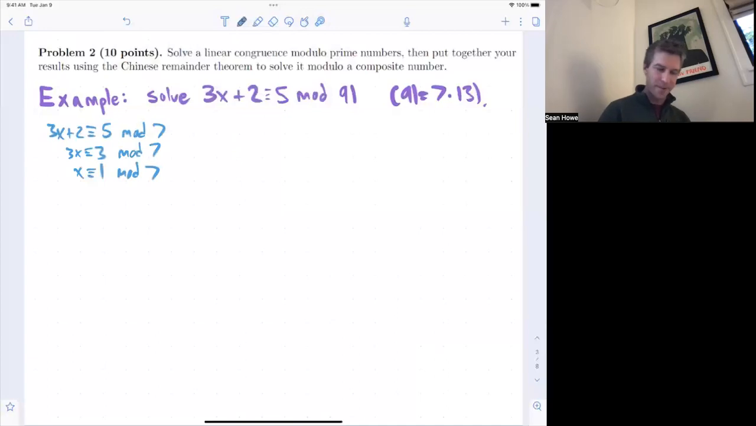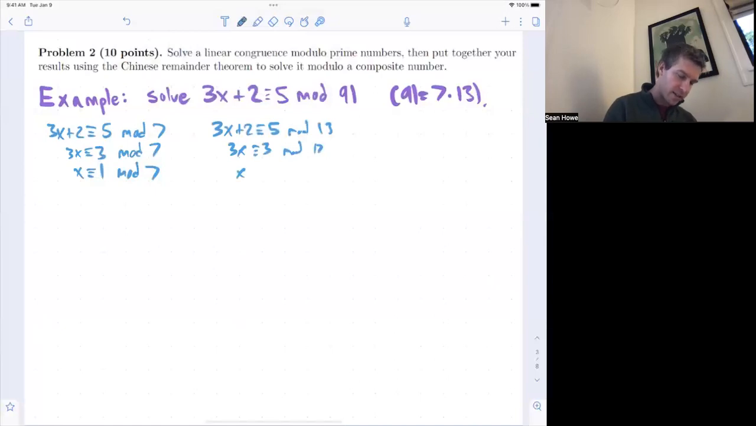So I set this up so it would be easy. On the exam, you might have a harder one to solve. Like once you got here, maybe there won't be a 3 here, maybe we have a 4 here. So you'd have to do more work to solve this, but I just wanted to have an easy one for the example. And then I'm looking at 3x + 2 is congruent to 5 mod 13. So again, I get 3x is congruent to 3 mod 13. I get x is congruent to 1 mod 13.